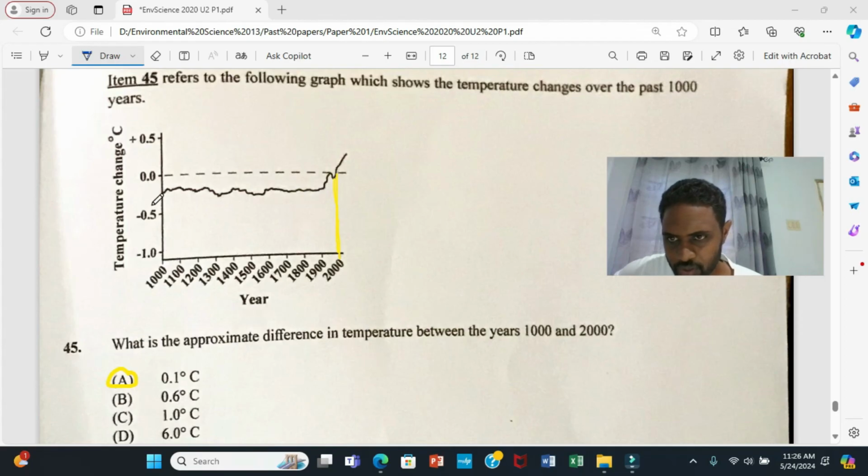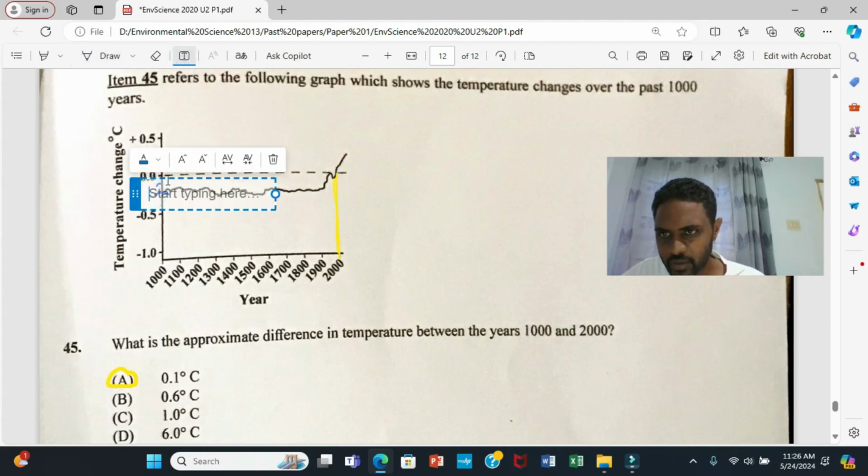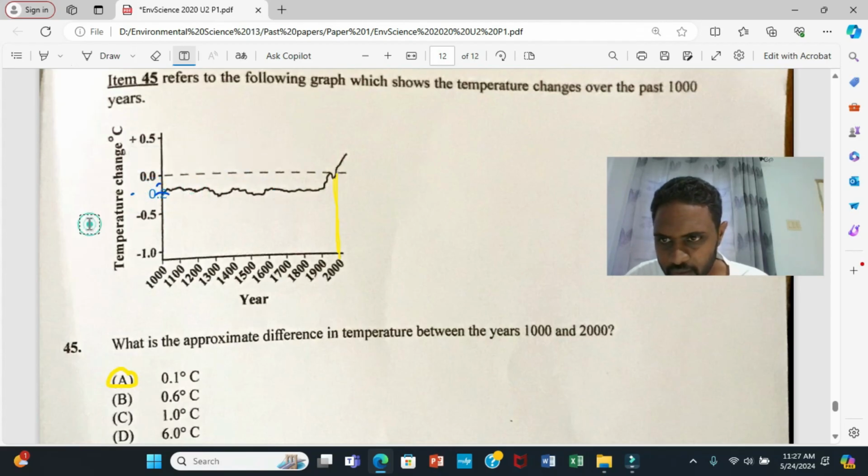What happened, guys? For 1000, this would be it. So here would be 0. It would come down now, guys. So it would be 0.1 about here, 0.2 here, 0.3, 0.4, and then 0.5. So this point here would be about 0.2, right? I put 0.2, right?